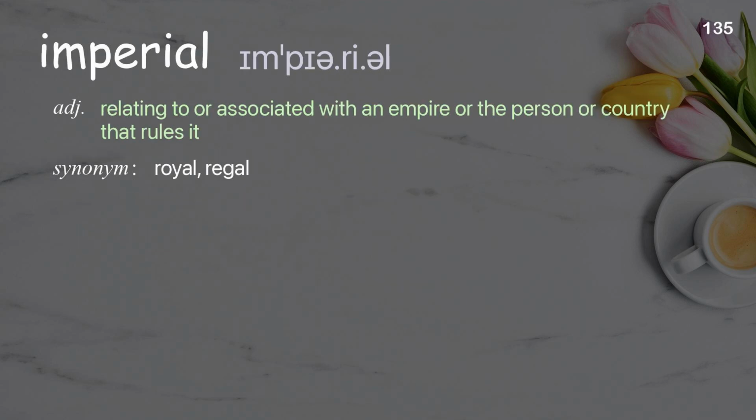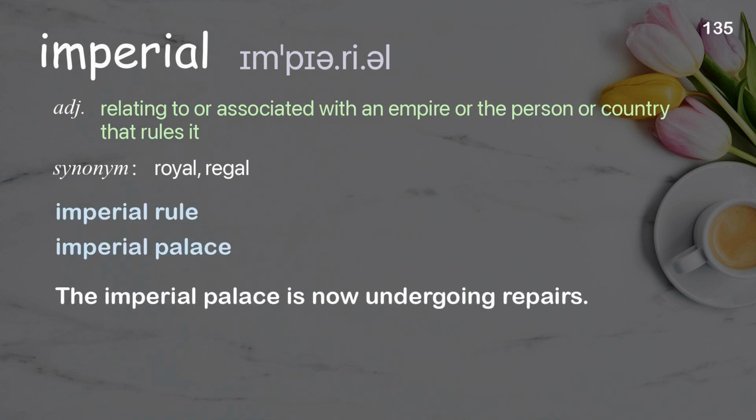Imperial. Relating to or associated with an empire or the person or country that rules it. Examples: Imperial rule. Imperial palace. The imperial palace is now undergoing repairs.